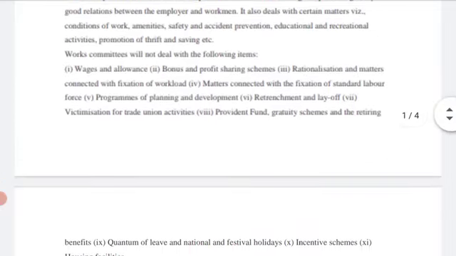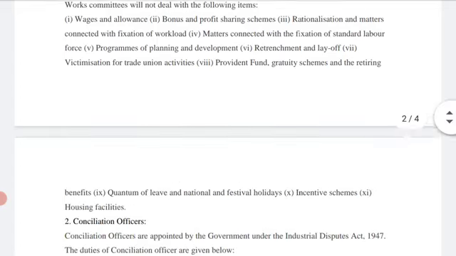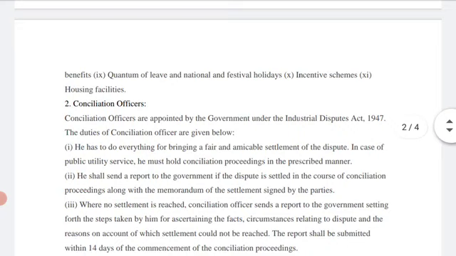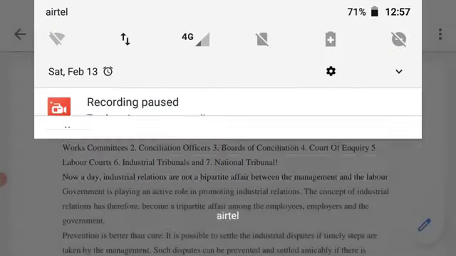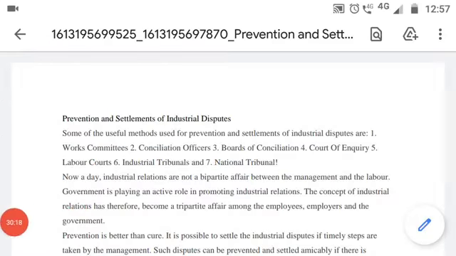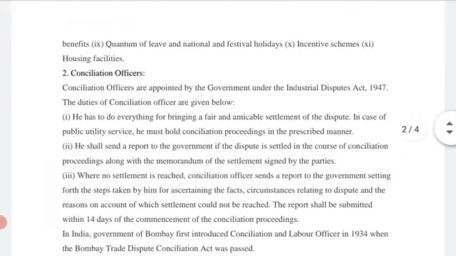Then what is included? Some of the facilities and conditions of work, which are very much needed, are included. Then the second is conciliation officers. Who are these officers? Conciliation officers are appointed by the government under the Industrial Disputes Act 1947.